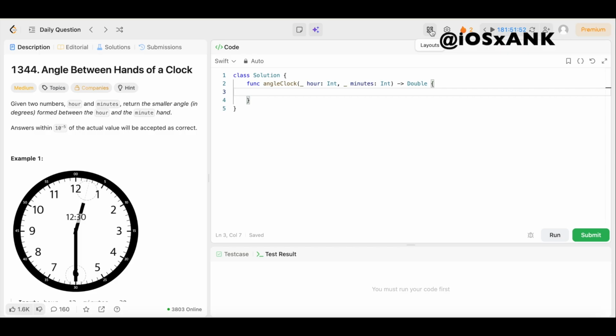All right, y'all, we're back again. Another day, another LeetCode problem where we're doing daily LeetCode problems. Today we have question number 1344, angle between hands of a clock. The difficulty level is medium, but don't worry, because you already know we're going to keep the solution as simple and easy to understand as possible.